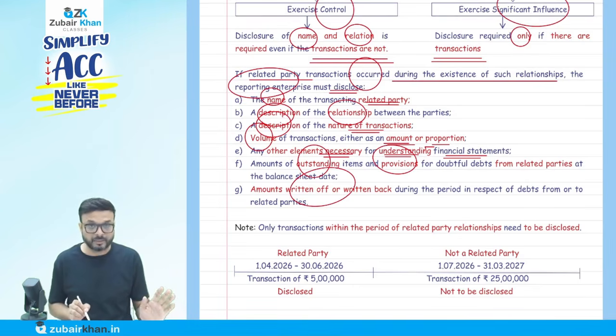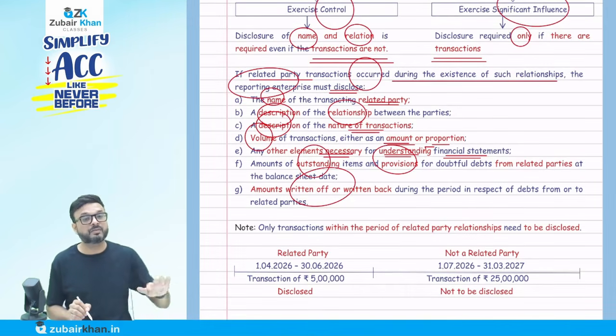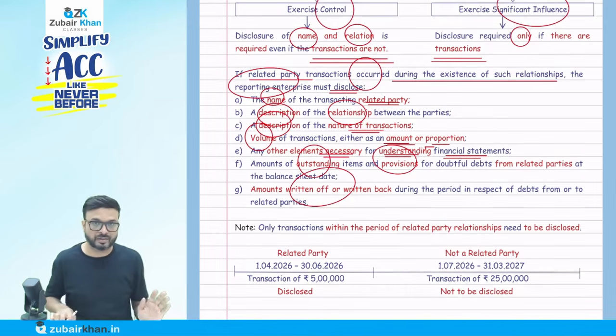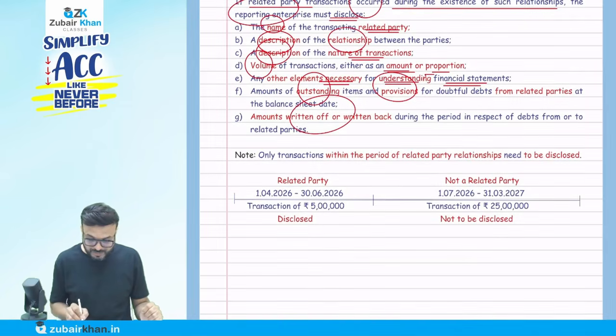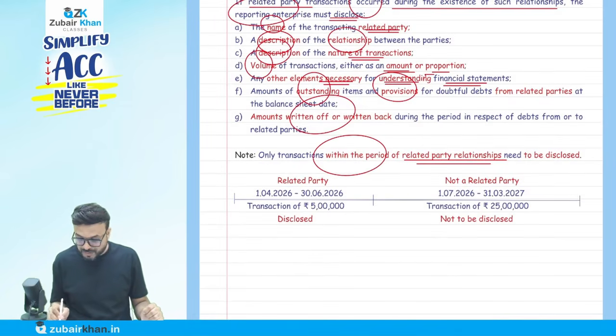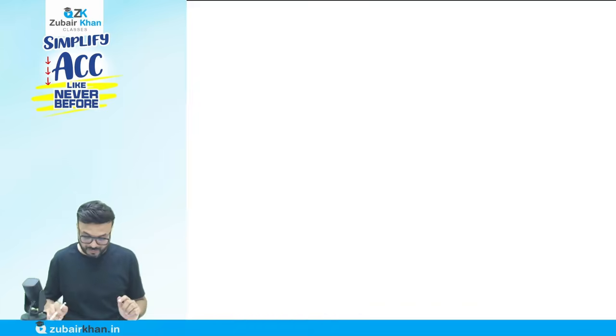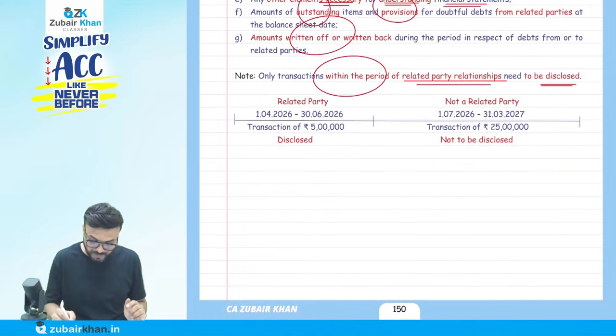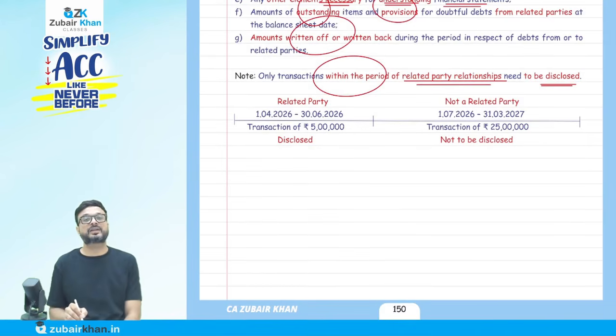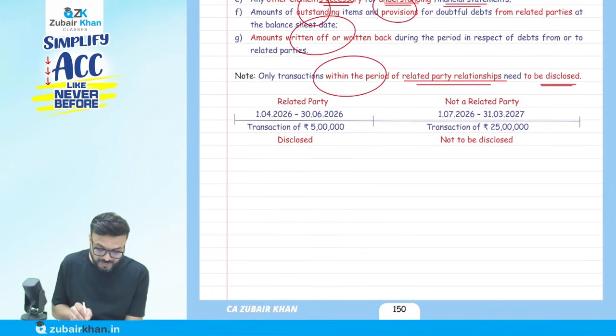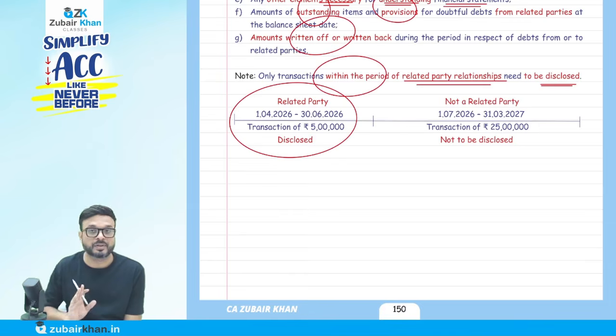Amount written off or written back means any provision that we have created and then cancelled. That also we have to disclose. But they say only transactions within the period of related party relationship need to be disclosed. I told you earlier, at the start of the AS, suppose the relationship exists from 1st of April 2026 to 30th of June. So only transactions that happen during this period we have to disclose.